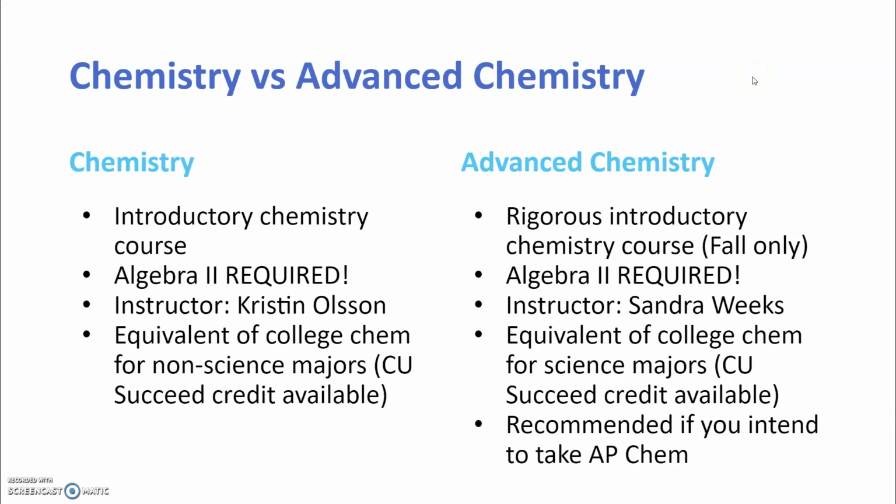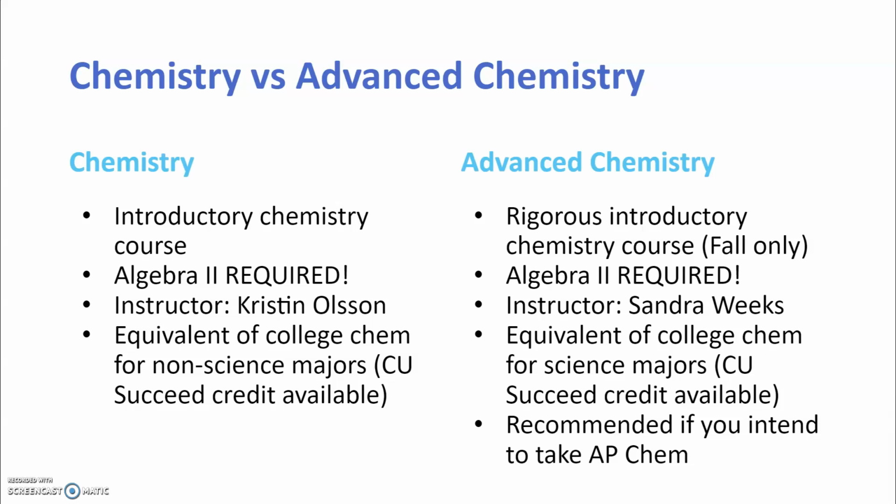One thing that's kind of technical that I've talked to students about, but I want to share with you as well, is that we have 2 chemistry courses offered this fall. We have chemistry and then we have advanced chemistry. So chemistry is the class that I teach, just an introductory chemistry course. You need to have Algebra 2. And this is basically college chem for non-science majors. So at CSU, I think it would be like Chem 104.